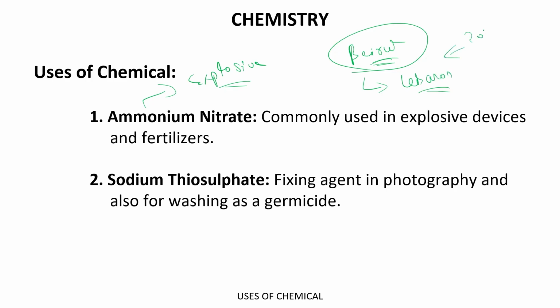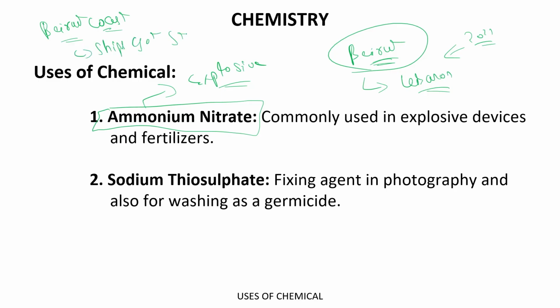In the year 2021, on the Lebanon coast, or you can say the Beirut coast, they stopped some ships which were carrying ammonium nitrate. Because of some unauthentic process, whatever the reasons were, these ships got stuck at Beirut with tons of ammonium nitrate stored on them.